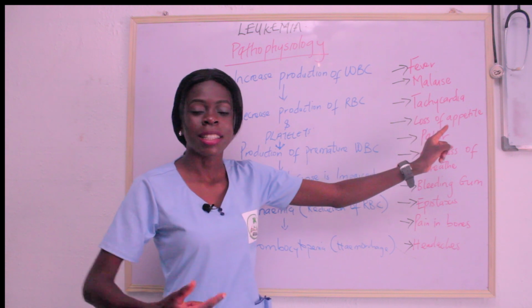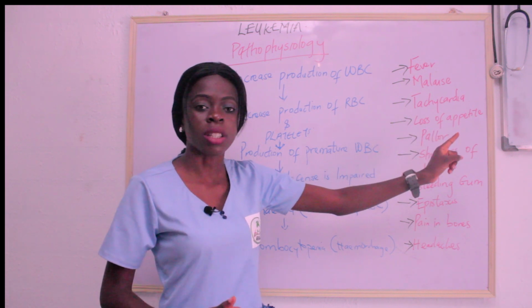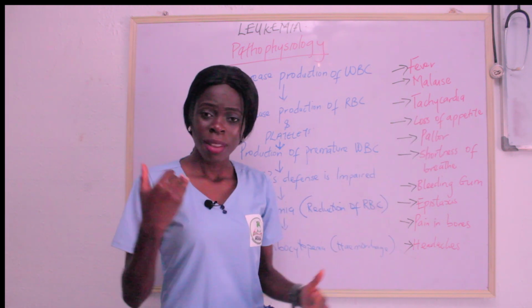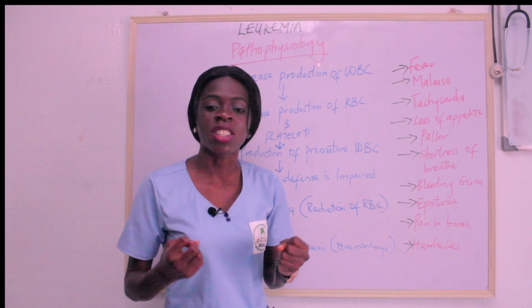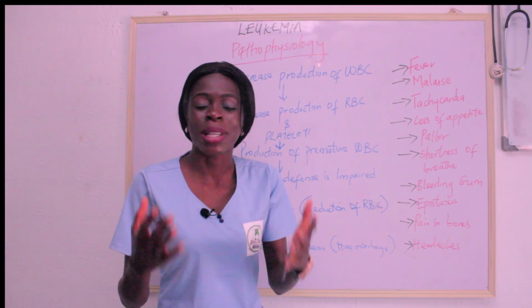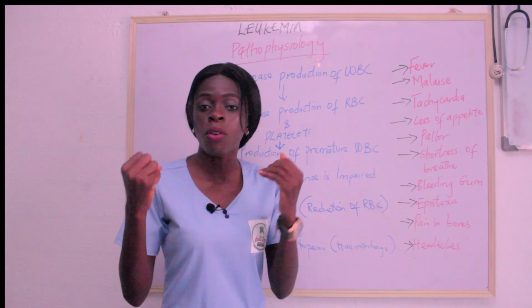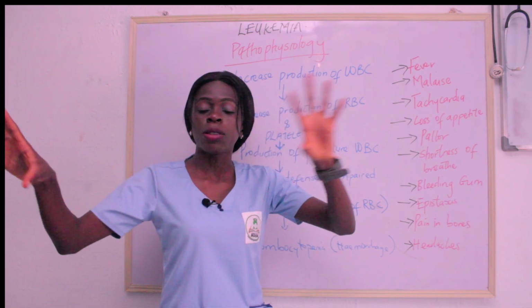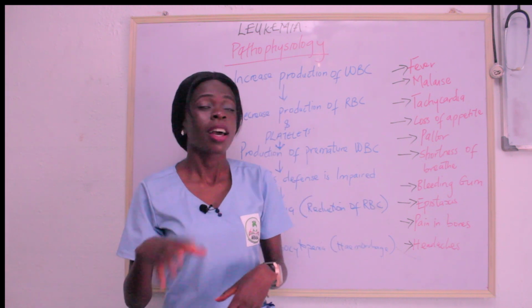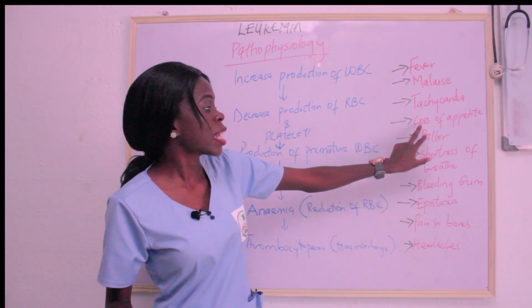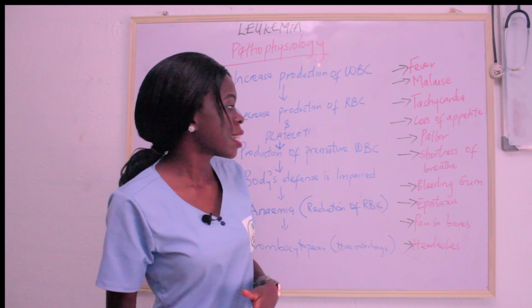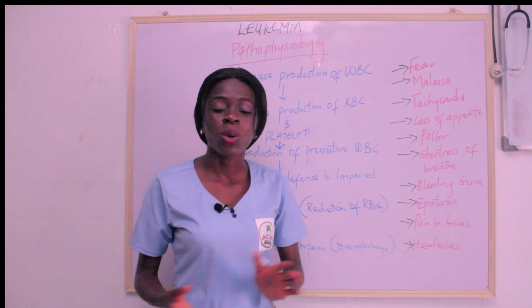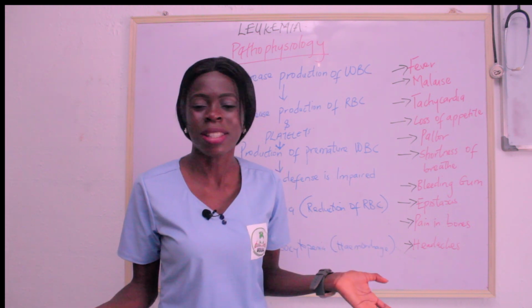There's tachycardia. There's increased heart rate. That increased heart rate is as a result of the heart trying to compensate for the reduced red blood cell count, for the reduced hemoglobin, to see that the body gets enough oxygen and blood flow. Then the other is loss of appetite. Definitely, if there's loss of appetite, what do you expect next? There will be weight loss, right?